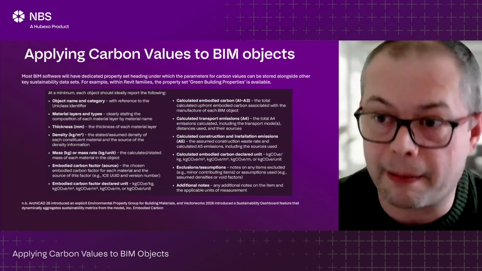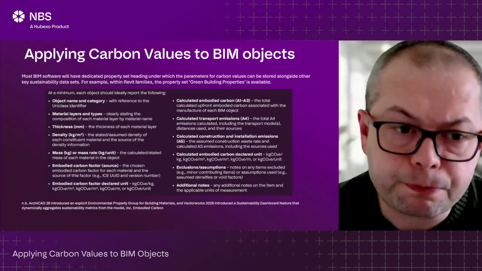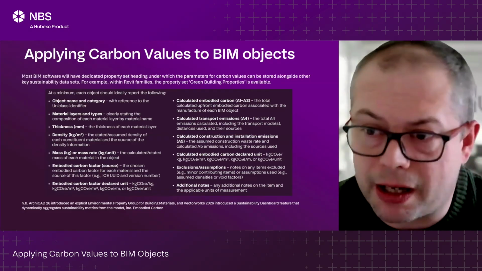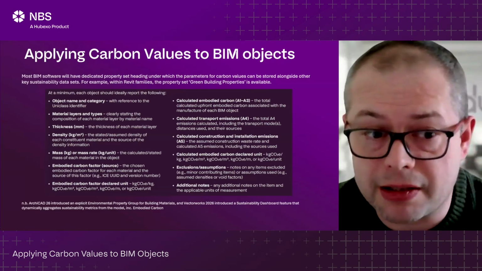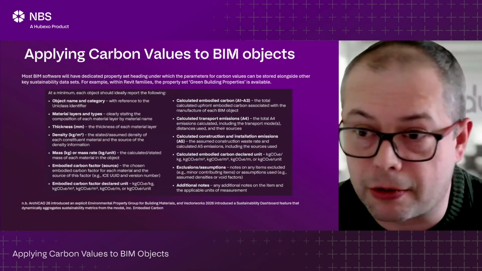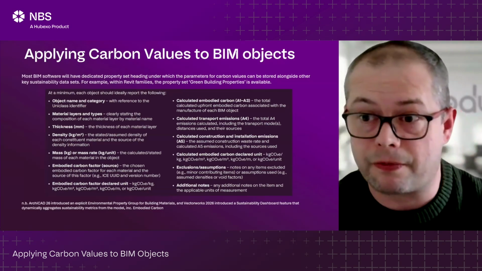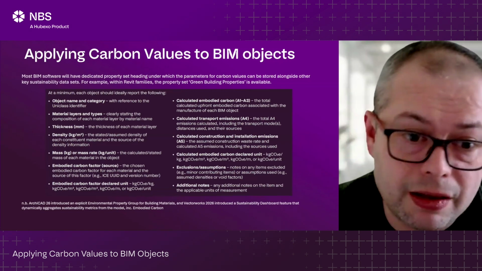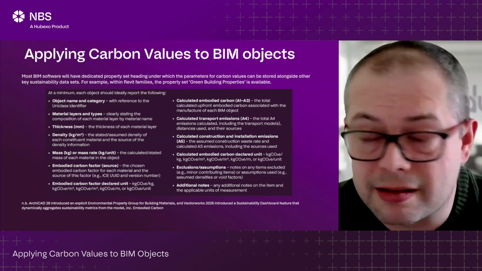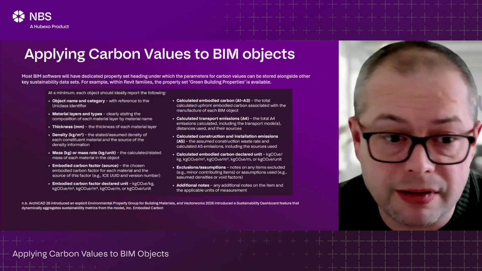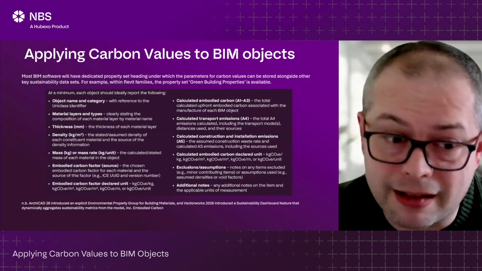But importantly, it's that embodied carbon figure that we're looking for. At minimum, your objects then should include the name and the category, goes without saying, just so they can be classified and you can identify them from the schedules. You need those different material layers and thicknesses and the types that we're looking at through the worked examples. And then thicknesses and densities.